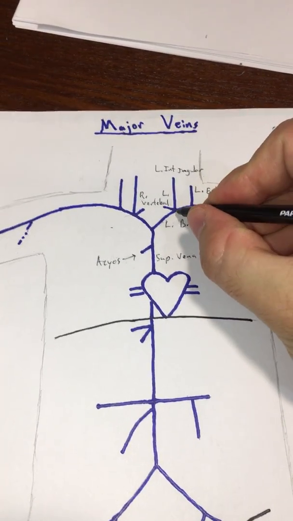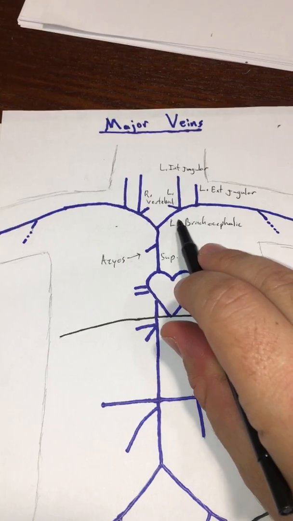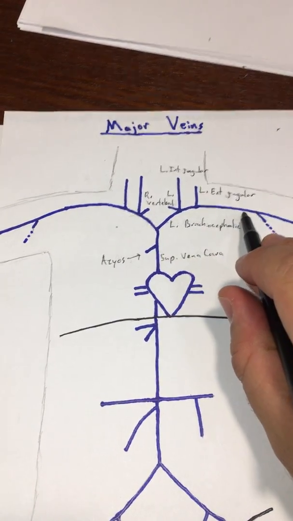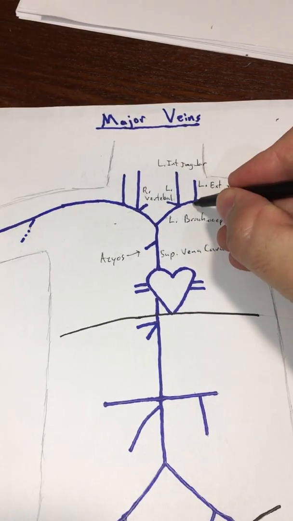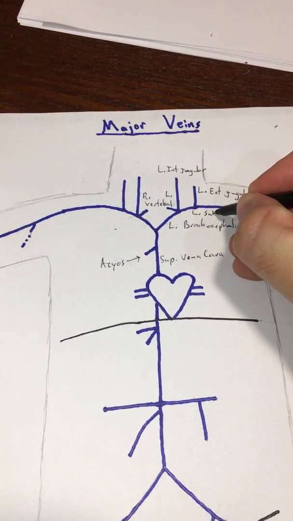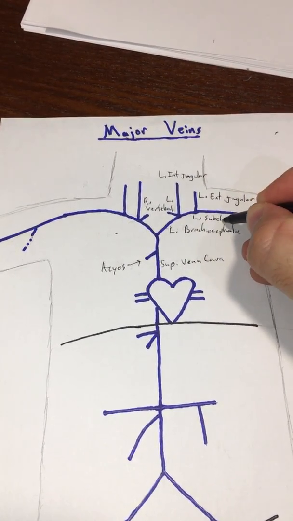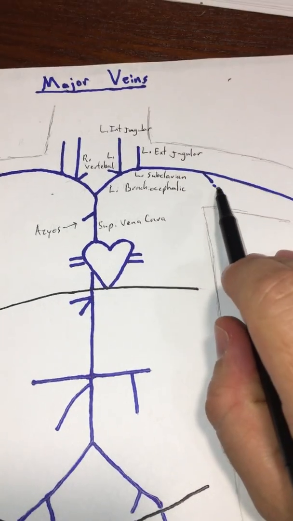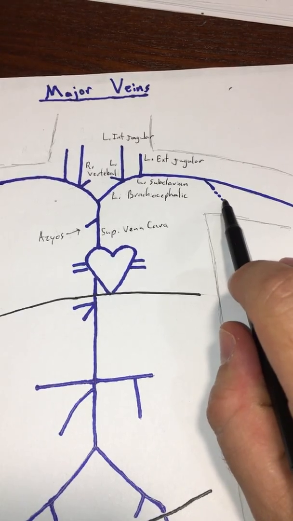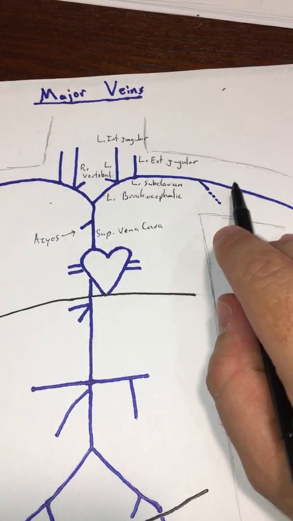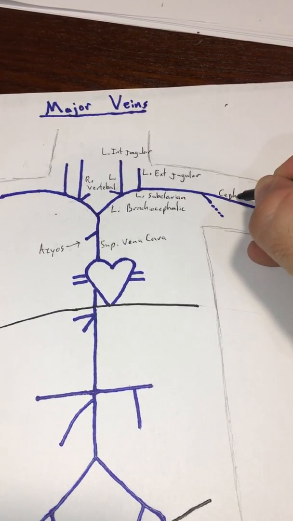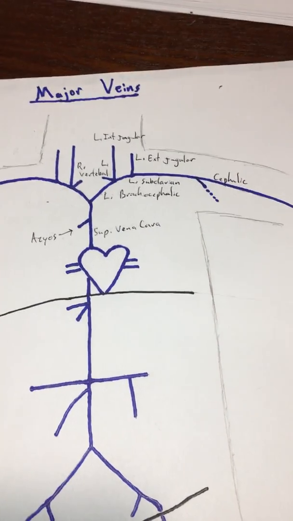So we're going to say that as you're going up the left brachiocephalic vein, at this branching point, all of this line is going to be your left subclavian vein. And then at this branching point, we don't want you to know this one, but the one that's going out superiorly is called the cephalic vein.